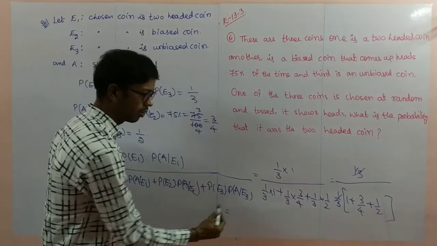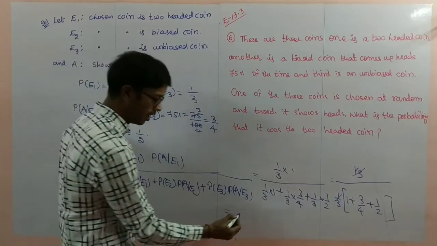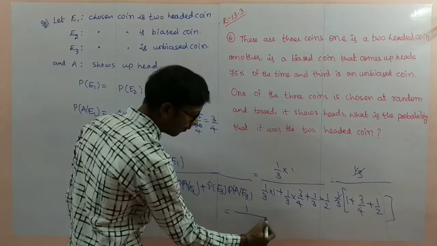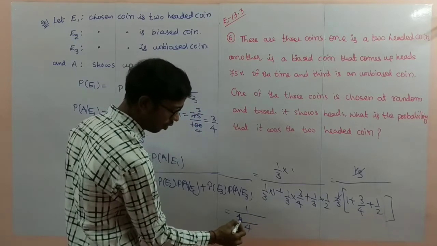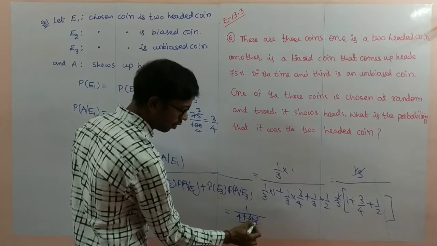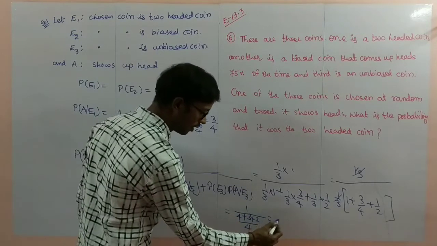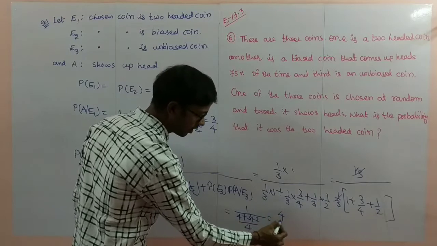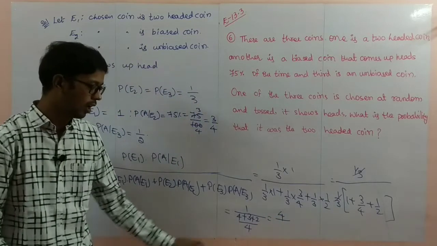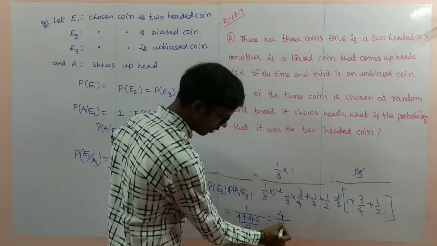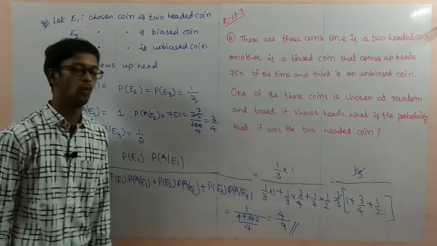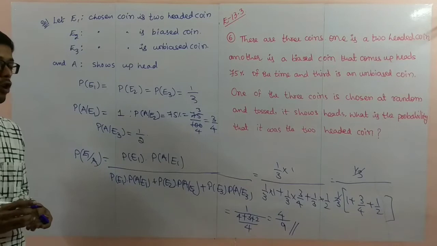Simplifying further, the LCM is 4, so 1 divided by 4 plus 3 plus 2 over 4. 4 plus 3 plus 2 is 9. Taking the reverse, 4 divided by 9. 4 by 9 is the probability. The required probability is 4 by 9.